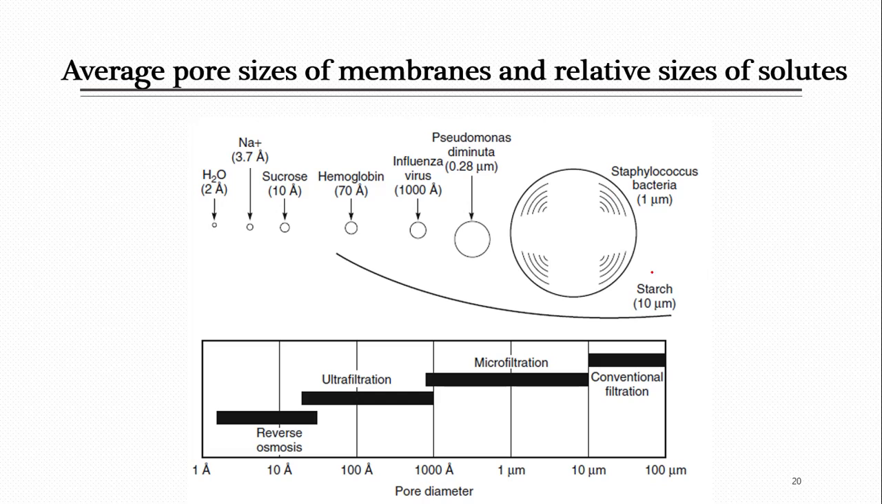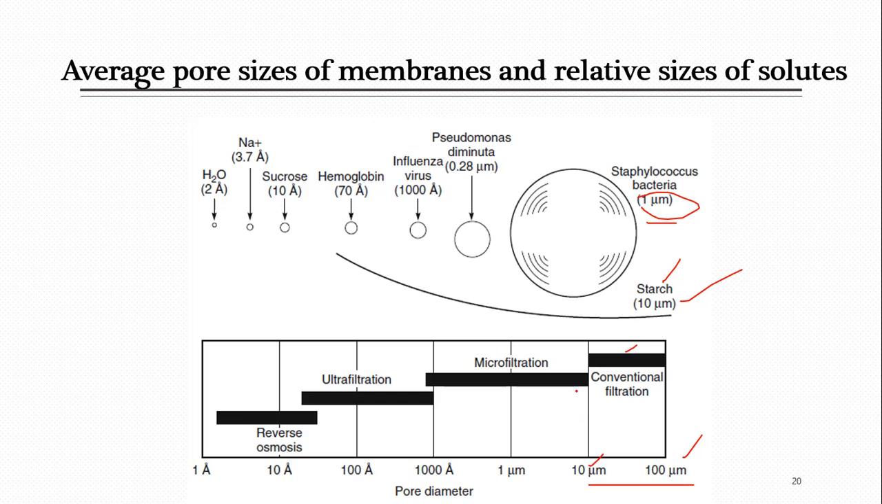Here, in conventional filtration, the filters commonly used have a pore size of 10 micrometer to 100 micrometer. They are available in this range most of the time. In this range you can remove very large molecules like starch, or sometimes some parts of bacteria, but not even bacteria can be removed, because he has mentioned here 1 micrometer. Yes, starch and all other molecules larger than that can be removed with conventional filtration.